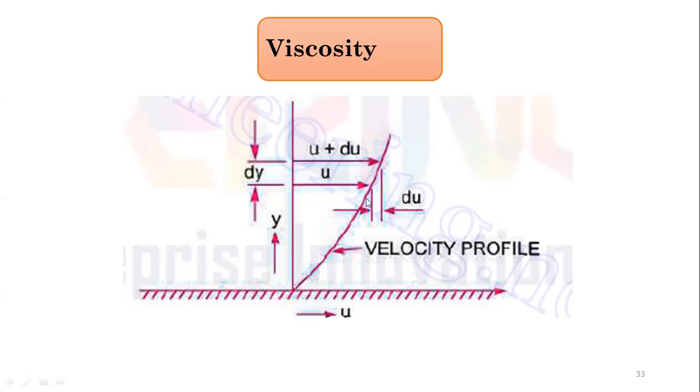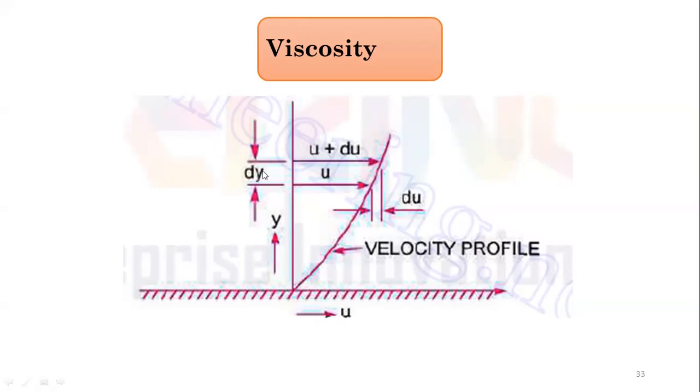This profile is called the velocity profile for different layers of fluid along the y direction. At the starting point, on the plate, the first layer has velocity 0. If you go to the next layer at some height, it will have some velocity. Here the velocity of this liquid layer is u, flowing with some velocity u.